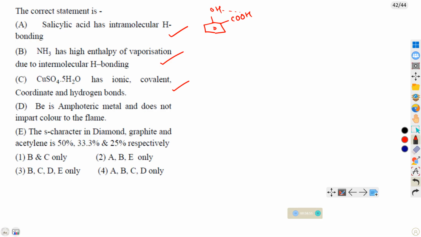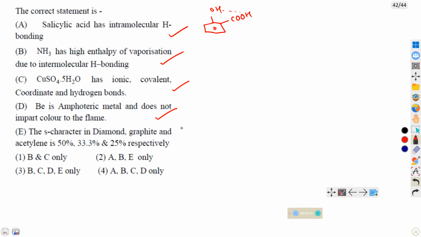Ionic bond is present between Cu2 plus and SO4 2 minus. You can dissociate like that, or it can be written as Cu(H2O)4 SO4. Ionic bond is present. Beryllium is an amphoteric metal and does not impart color to the flame. This is correct. Beryllium gives a colorless flame.